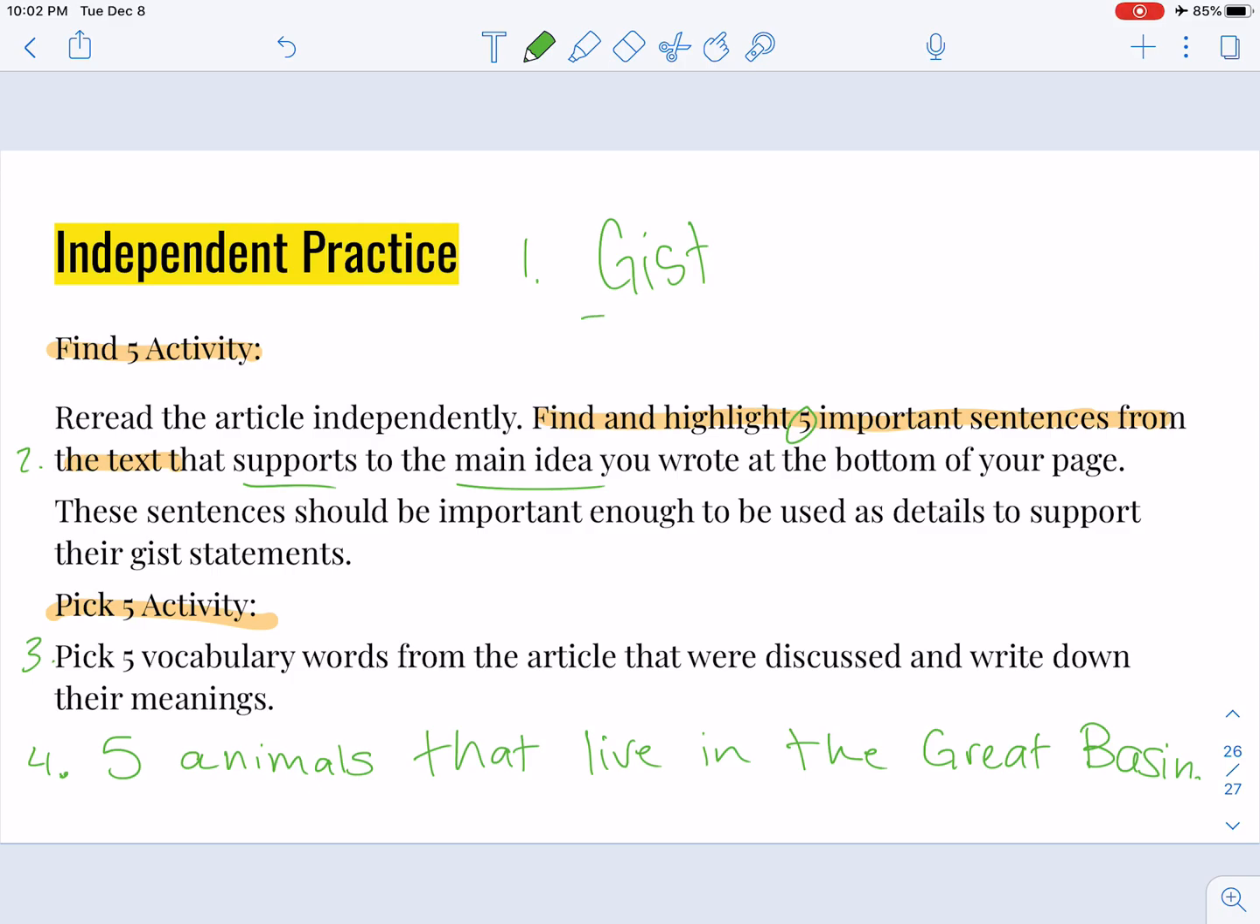So first you're going to do your gist. You're going to type in what you wrote at the end of our article. The second thing, you're going to find 5 important sentences from the text that support the main idea that you wrote. Then you're going to find 5 vocabulary words from the article that we discussed, and you're going to write them down and their meanings. Then finally, you're going to find 5 animals that live in the Great Basin based on what we read in the text.